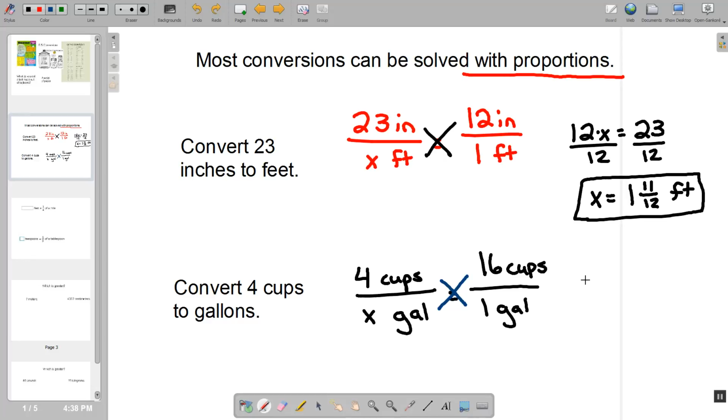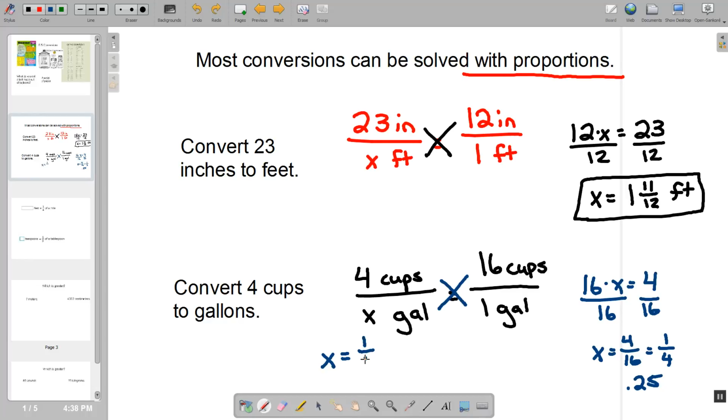I do 16 times x is equal to 4 times 1, which is 4. I divide both sides by 16 to get x is equal to 4 sixteenths, which is the same as 1/4, or 25 hundredths of a cup. So I'm going to say x is equal to 1/4 of a gallon. Apologies, I think I said cup there, but it should be 1/4 of a gallon.